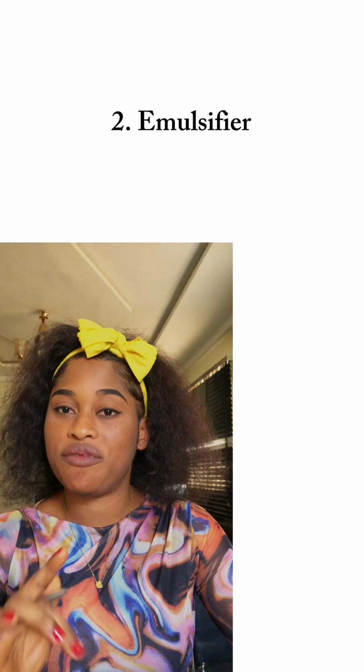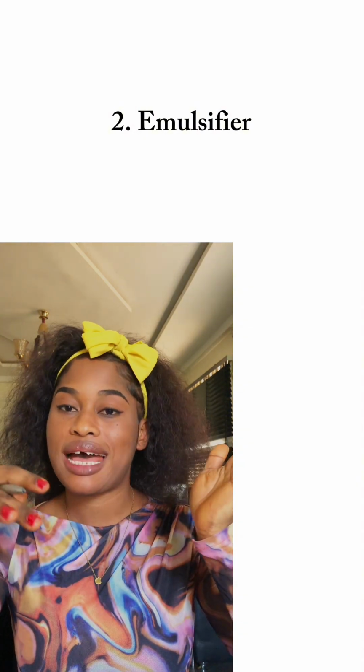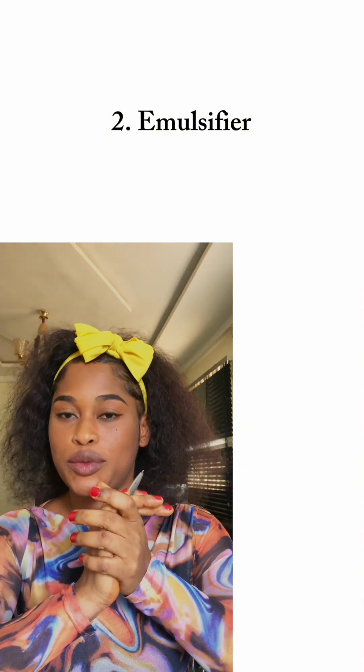The next one on my list is emulsifier. This type of ingredient is the ingredient that binds water and oils together. Hope you get it. Emulsifier is the group of ingredients that binds water and oil together. Oil and water cannot bind together because water is polar while oil is non-polar, so they cannot bind together.